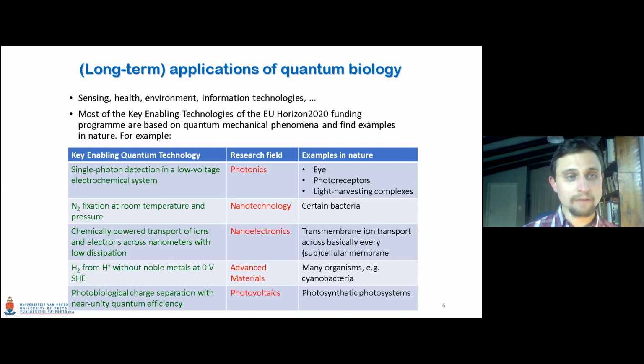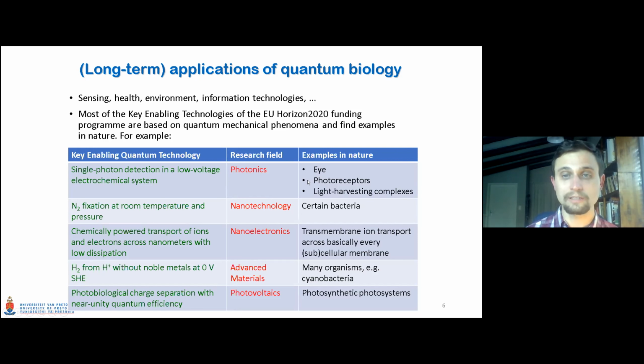And I'm quite an avid supporter of bio-inspiration or biomimetics, because if you just look at these enabling quantum technologies, there are superb examples in nature that can do this, which humankind cannot yet do. If you consider the first one, single photon, so to design a single photon detection system that operates at low voltage, we cannot do this yet. We are getting closer, but we cannot do it yet. But the eye does it every time you see something, or any time it senses something.